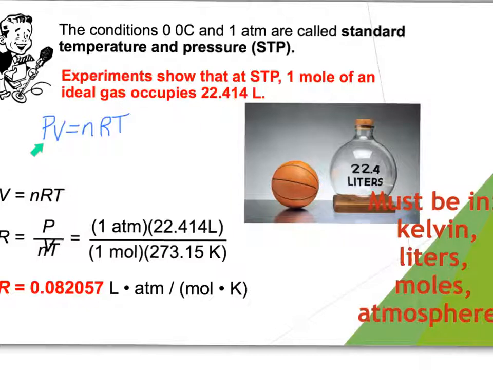Pressure must be in atmospheres, volume must be in liters, n is the number of moles, R is an ideal gas constant of 0.082. The units are liters times atmosphere over moles times Kelvin, and temperature must be in Kelvin. Now, if you do not use these units, you will get the wrong answer, and that is the most common mistake students make when doing ideal gas law problems. These are simple algebraic problems where you fill in and solve for x, but if the units are wrong, the answer will be wrong.